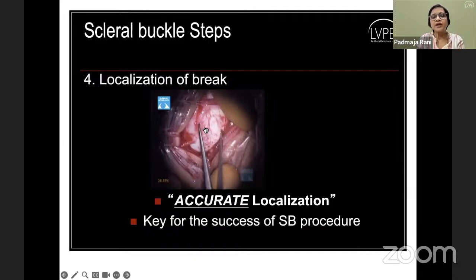From that point, you either use a localizer, or sometimes I use a tooth forceps. Anything we use, we need to make sure the localizer is good, because it will have a blunt end, so the chances of poking are reduced. One needs to be gentle enough to indent the localization of the break while seeing through the indirect ophthalmoscopy, and you make a mark on the sclera. When you make it, you actually measure it from the insertion of the muscle.